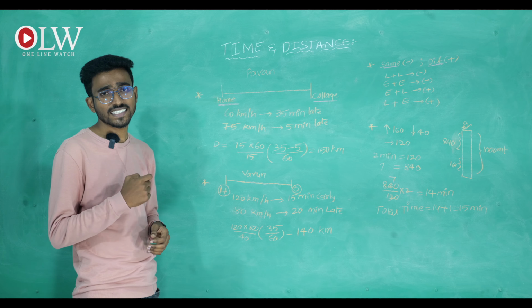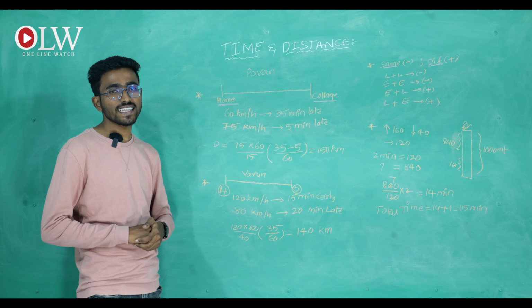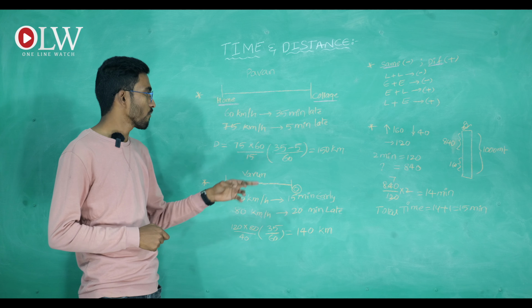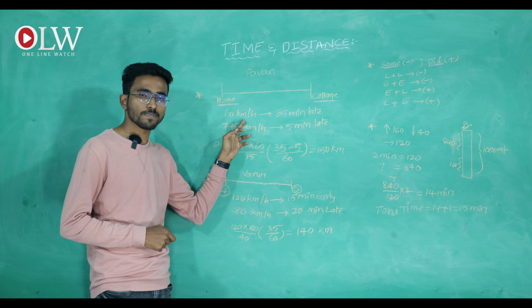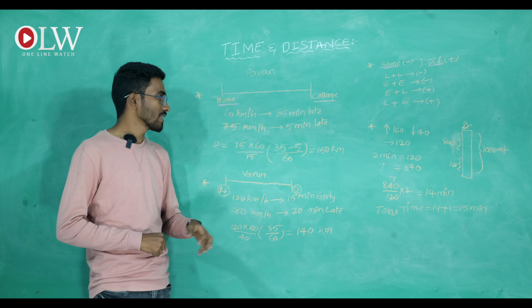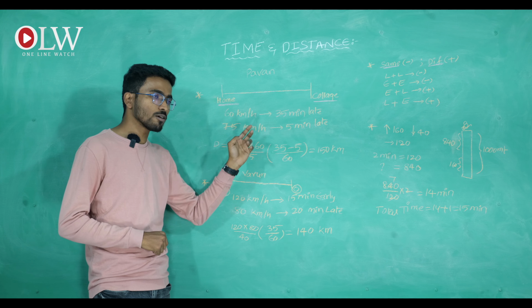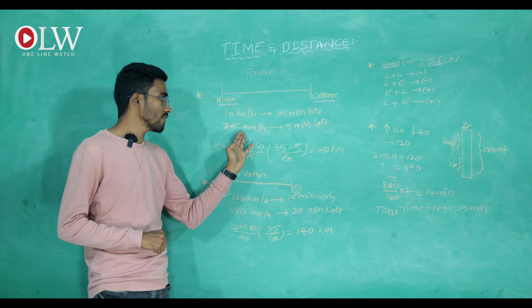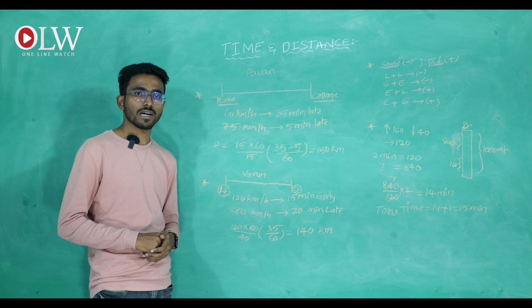Here, what is the task? Finding the distance is the task. That means we have two speeds here. The first speed is 60 kilometers per hour and the second one is 75 kilometers per hour. If 60 kilometers per hour, it will take 35 minutes late. If 75 kilometers per hour, it will take 5 minutes late.